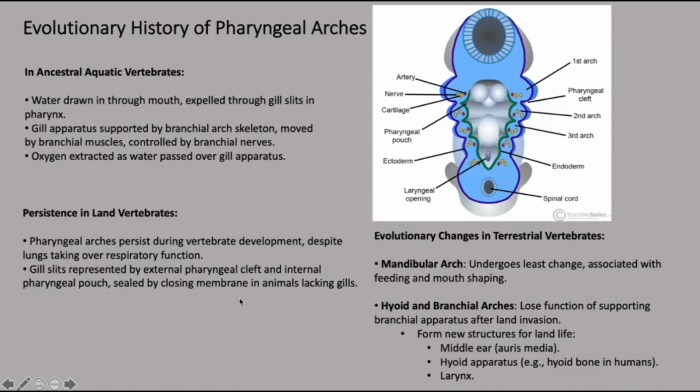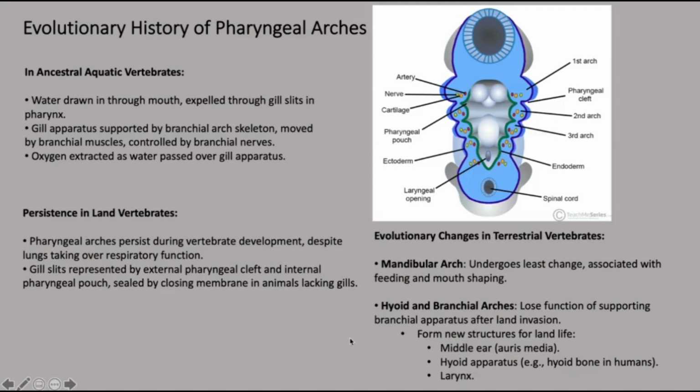In some land vertebrates, they still have these arches. Even though those animals have lungs and use them to take in oxygen, they still have these pharyngeal arches. And in some animals, a closing membrane develops over it. For example, frogs, which are amphibians, as tadpoles would have the gills. Then when they become adults in metamorphosis, they develop something to go over that neck area so that they don't have those gills anymore because they don't need them.